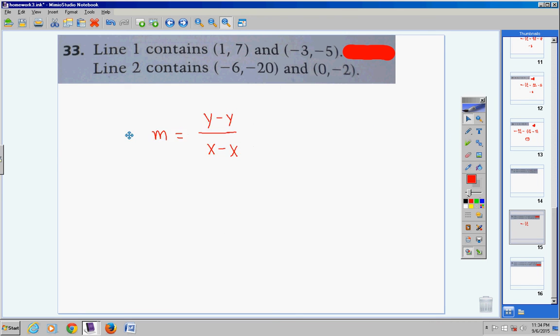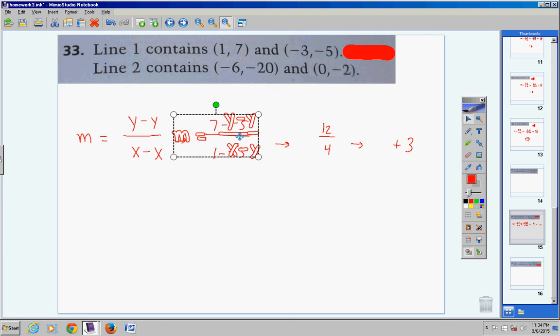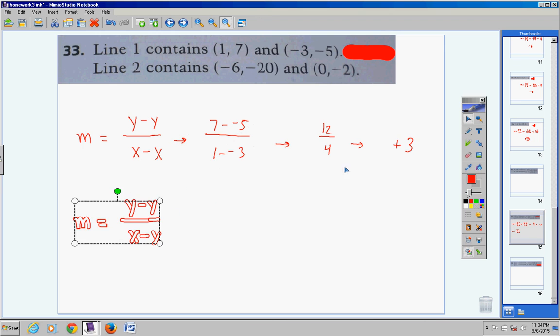Alright, here we go. Line 1, I'm going to go pretty fast now. Y minus y, 7 and -5. So 7 minus -5. X minus x, that's 1 and -3. So 1 minus a -3. That would give us a 12 up here and a 4 down here, which would then give us a positive 3. Okay, now I'm only going fast because I think you guys are getting this pretty easily.